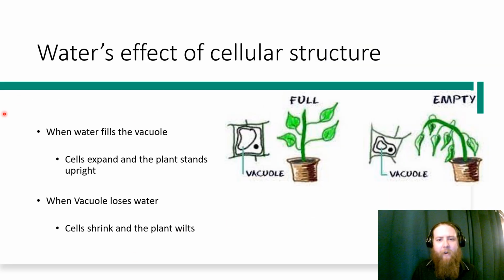All right, the effect of water on cellular structure. When water fills the vacuole, the cells expand and the plant stands upright, and it's happy and nice. When it loses water, the vacuole shrinks down to much smaller. These cells shrink and the plant wilts because it doesn't have that water holding the structure up. Think of it like a water balloon pushing on all sides, making that structure really tight so that the plant can stand up.